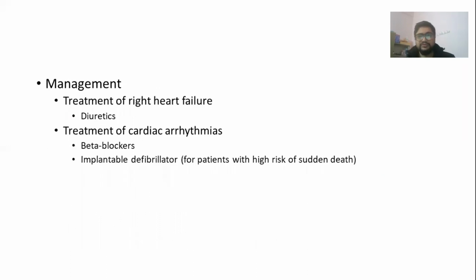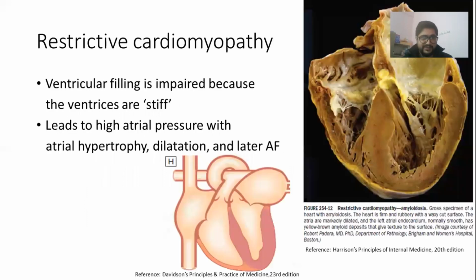For the treatment, we have to treat the right heart failure with diuretics. Cardiac arrhythmias should be treated with beta blockers, or ICD insertion for patients who have a risk of sudden death. The next important cardiomyopathy is restrictive cardiomyopathy. In this condition, ventricular filling is impaired because the ventricles are stiff and unable to relax properly.